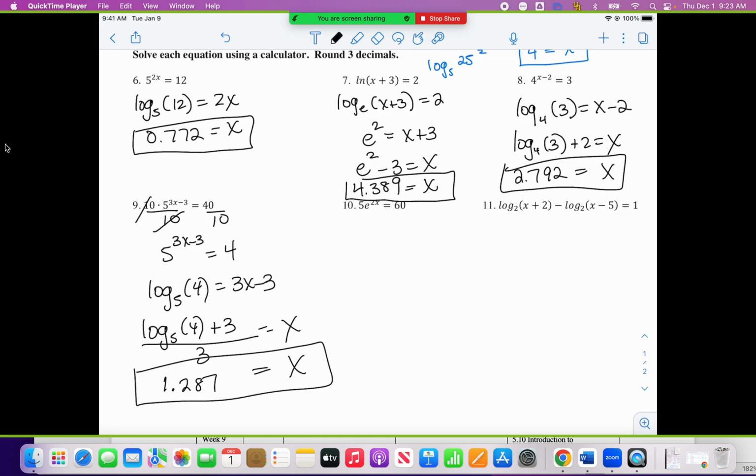All right, just because of time, I'm going to divide by 5 in number 10 and get e to the 2x equals 12. Then that's log base e of 12 equals 2x, which is natural log. Dividing by 2, you should get 1.242.